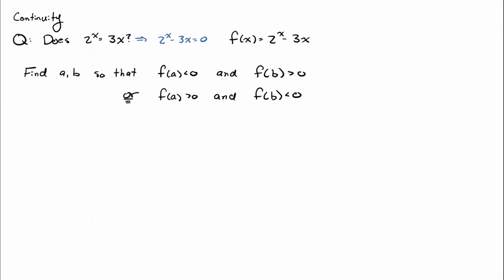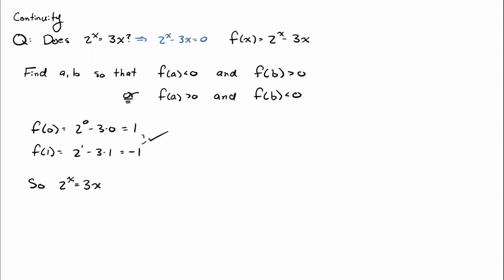Just start trying points. If x equals 0, then f of 0 equals 1. If x equals 1, then f of 1 equals negative 1. Well, that's a freebie. We just found our bounds. Then 2 to the x equals 3x for some x with 0 less than x less than 1. But 0 to 1 is still a very big range. Why don't we try to half it?